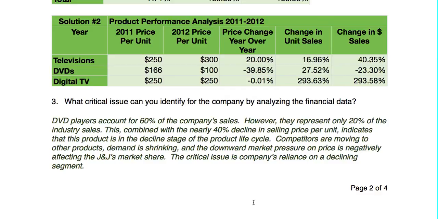One of them is that if we combine this information with the 40% decline in selling price per unit, we get an indication that this product is in the decline stage of the product life cycle. Perhaps the product needed to be discounted in order to get rid of back inventory or any number of other product-related challenges. It could also be that the downward pressure on price is a function of competitors moving on to other products because demand is shrinking. And so there's a downward market pressure on price, and that's negatively affecting the market share. Remember, J&J's market share was calculated in dollars, so a reduction in their revenue will impact their dollar market share. The critical issue here is the company's reliance on a declining segment.